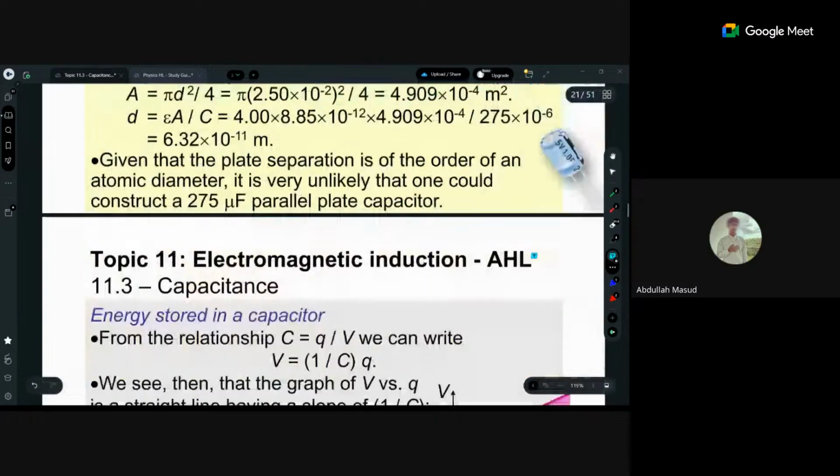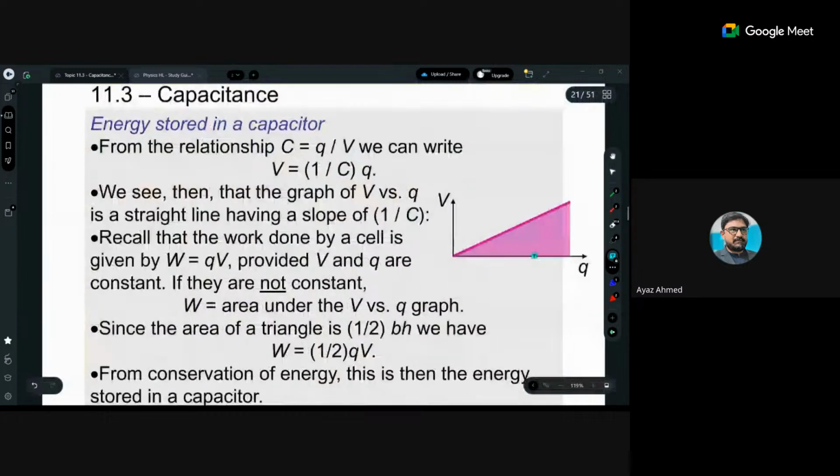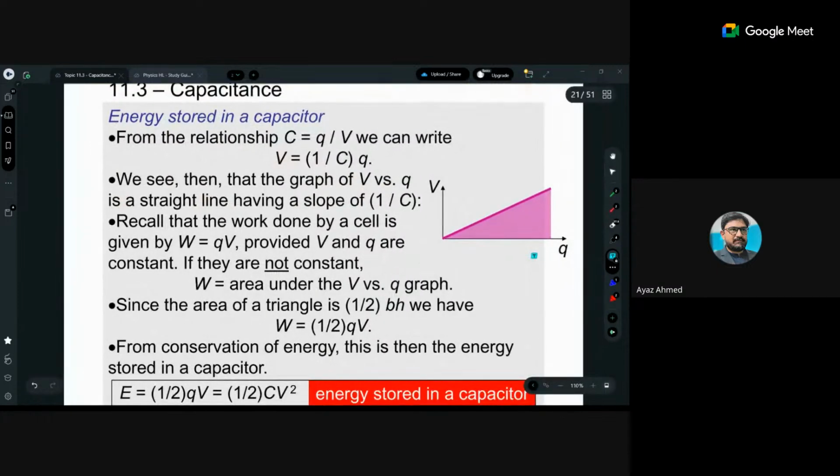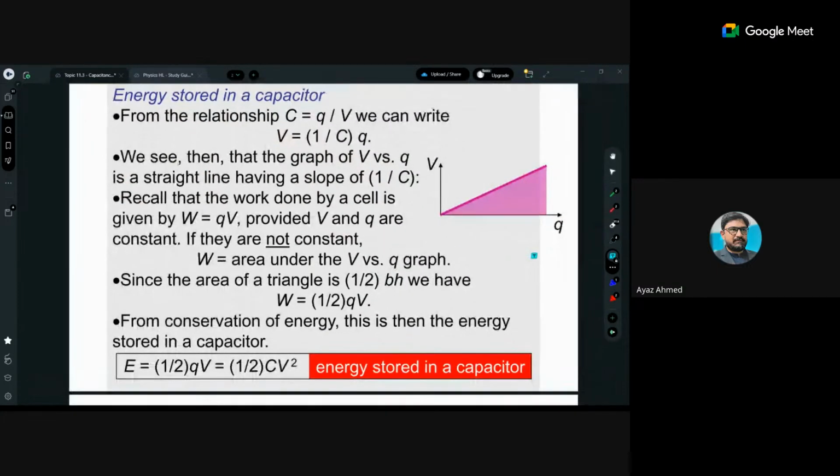Okay. So here is the concept now, the concept of energy stored. In this slide, this is another very important slide, right? The energy stored in the capacitor.